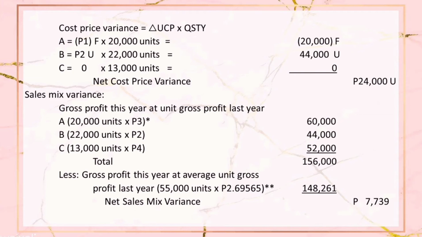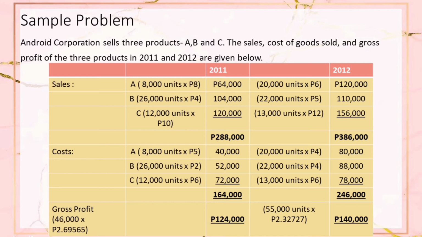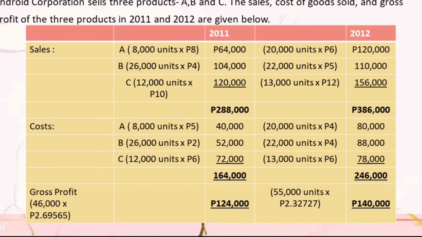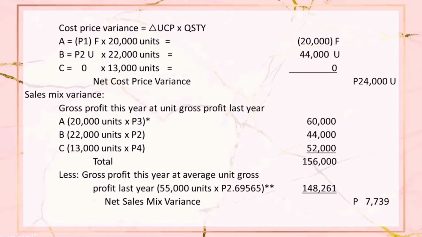First, we have to solve for the gross profit this year at gross profit last year. In product A, we sold 20,000 units, multiplied by 3 pesos, which we get by deducting the cost per unit from the selling price per unit under 2011. We get 60,000. In product B, 44,000 pesos. In product C, there are 13,000 units sold, multiplied by 4, for a product of 52,000 pesos. So the total gross profit this year at unit gross profit last year would be 156,000 pesos.